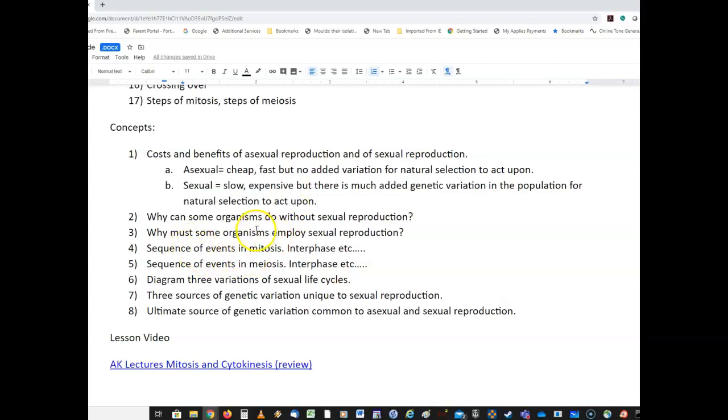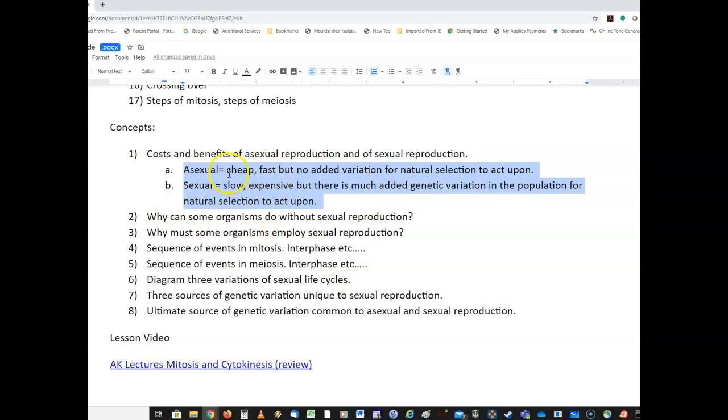The costs and benefits of each. And so if this is a winning combo over here, things will reproduce asexually, and there's a whole bunch of things that do that. If this is a winning combination over here, things will reproduce sexually, and there's an even bigger number of things in the eukaryotic world that do this. And interestingly, there's quite a few living organisms that swap back and forth. Many plants reproduce asexually and can reproduce sexually, and they do both.